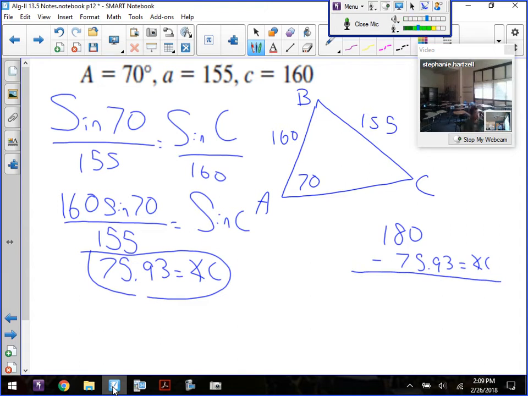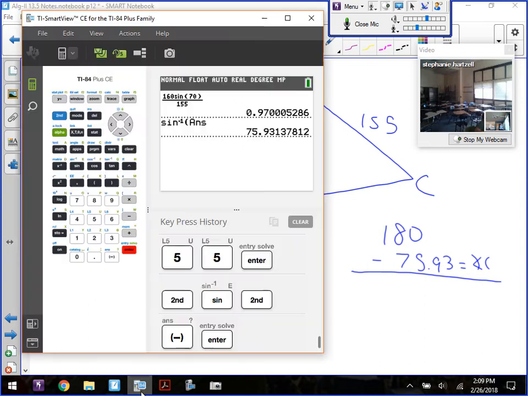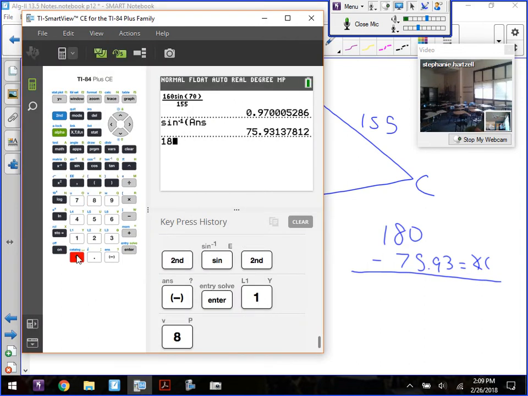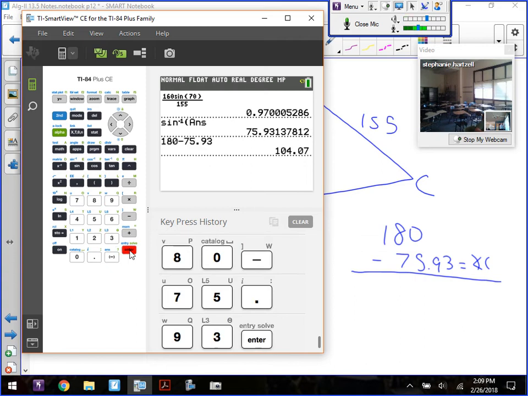Okay? And I'm labeling what I'm doing, that way I remember what that number meant. So I'm going to take 180 and I subtract 75.93. I get 104.07. We okay with that? So the supplement there is going to be 104.07. And what I'm going to do is I'm going to call that C prime as a secondary angle.